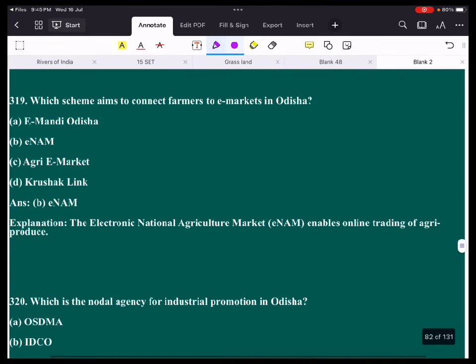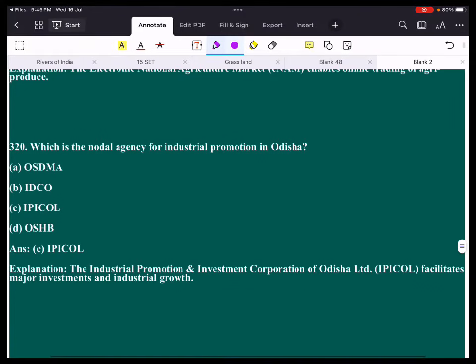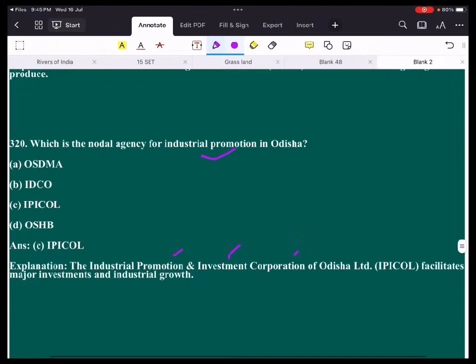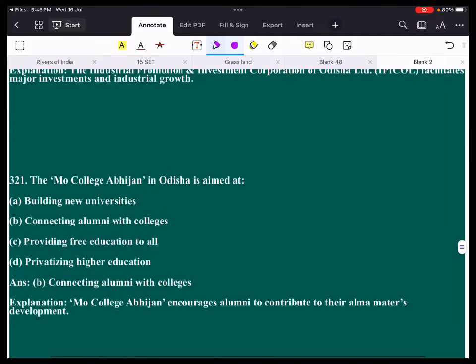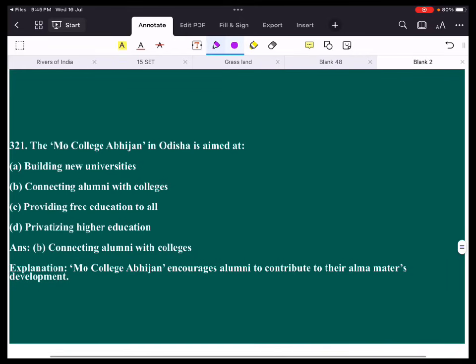Which scheme aims to connect farmers to e-markets in Odisha? That is option B, INAM. Which is the nodal agency for industrial promotion in Odisha? That is IPICOL, the Industrial Promotion and Investment Corporation of Odisha Limited. The Mo College Abhiyan in Odisha is aimed at connecting alumni with colleges. That is option B.